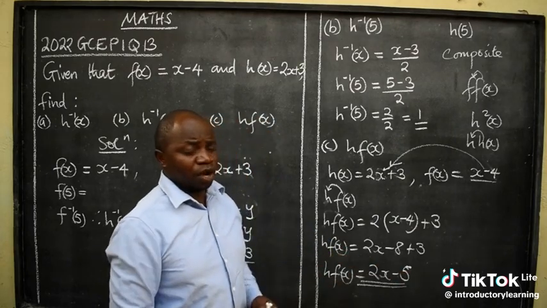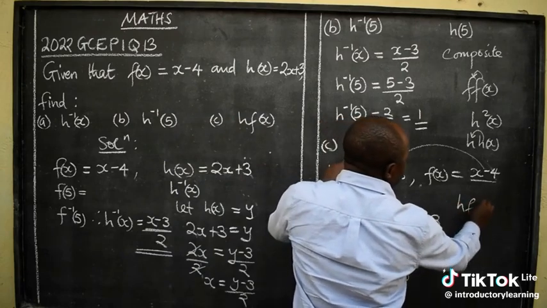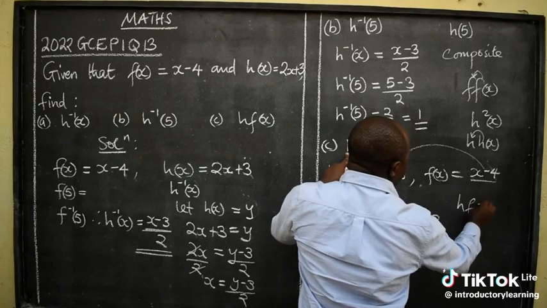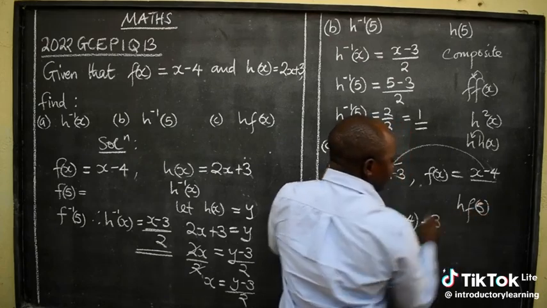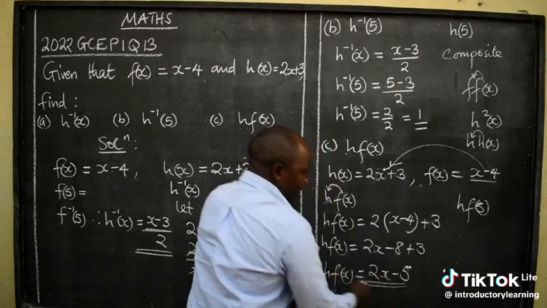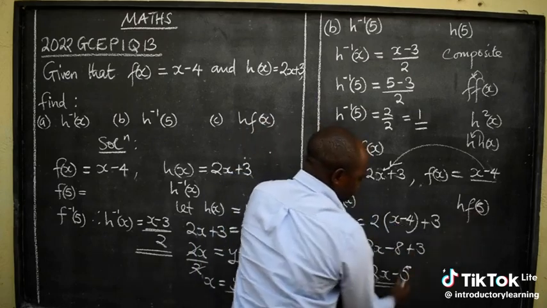There are times as well when they can ask you to find, let's say, f of g of 5. It means you're going to do it this way. Now, after reaching this point, where there is x here, put 5. Then you find the answer.